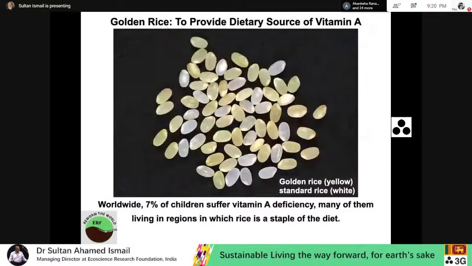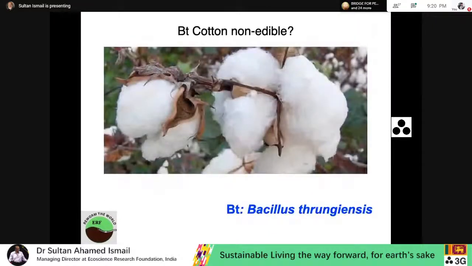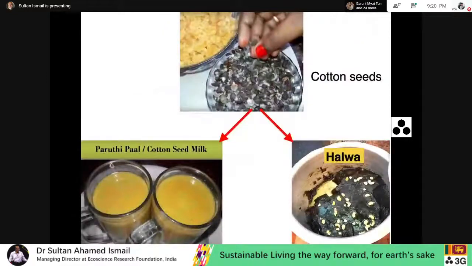They wanted to bring golden rice into Asia. We protested against it, saying that vitamin A is required. Then they brought in BT cotton, which governments have permitted, saying that this is non-edible. Is it non-edible? You drink Parithi Pal, cotton seed milk. In Madurai, they prepare cotton seed halwa. In Nagapattinam and Nagaur, cotton seed cake is fed to the cattle, and we drink that milk.